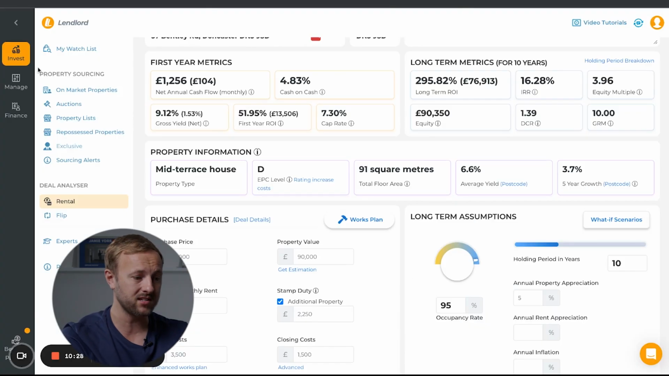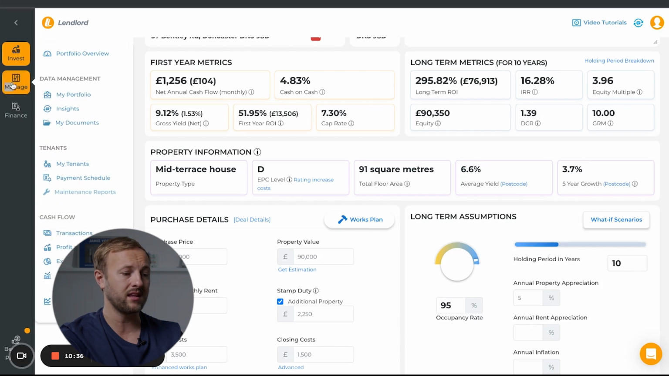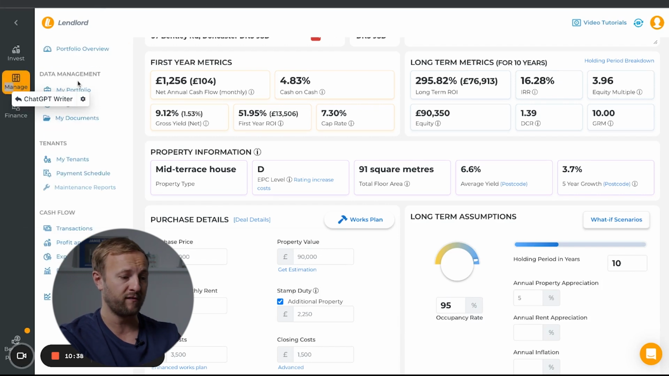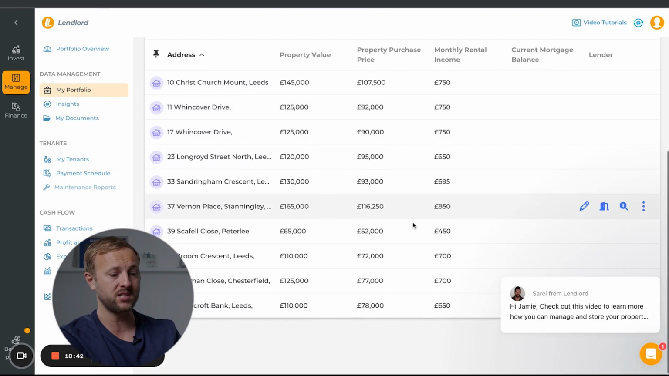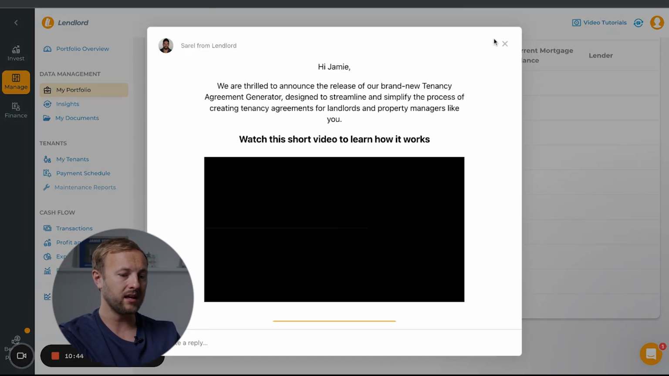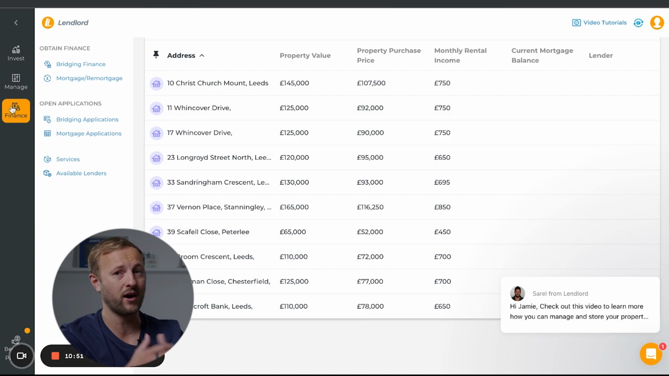But that's just the analysis part. Obviously, it's got watch lists, it's got auction houses, you can target repossessed properties, you've got absolutely everything in there, and you can also go and manage your portfolio from here. So I put 10 on just as an example of 10 of my properties, which you can see there. And again, all of that has a breakdown within it, gives me insights, gives me direction, and then obviously I can look at the financing route.